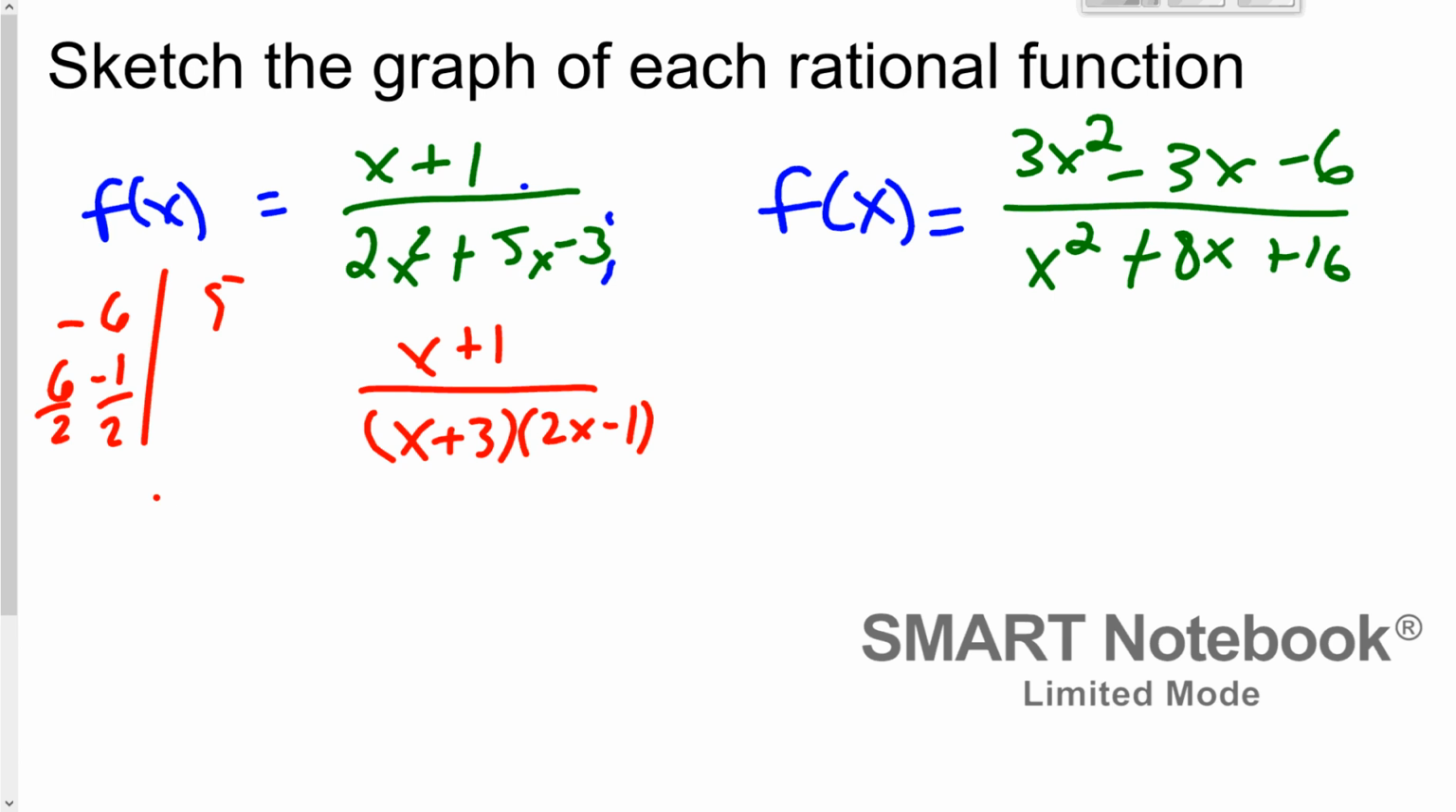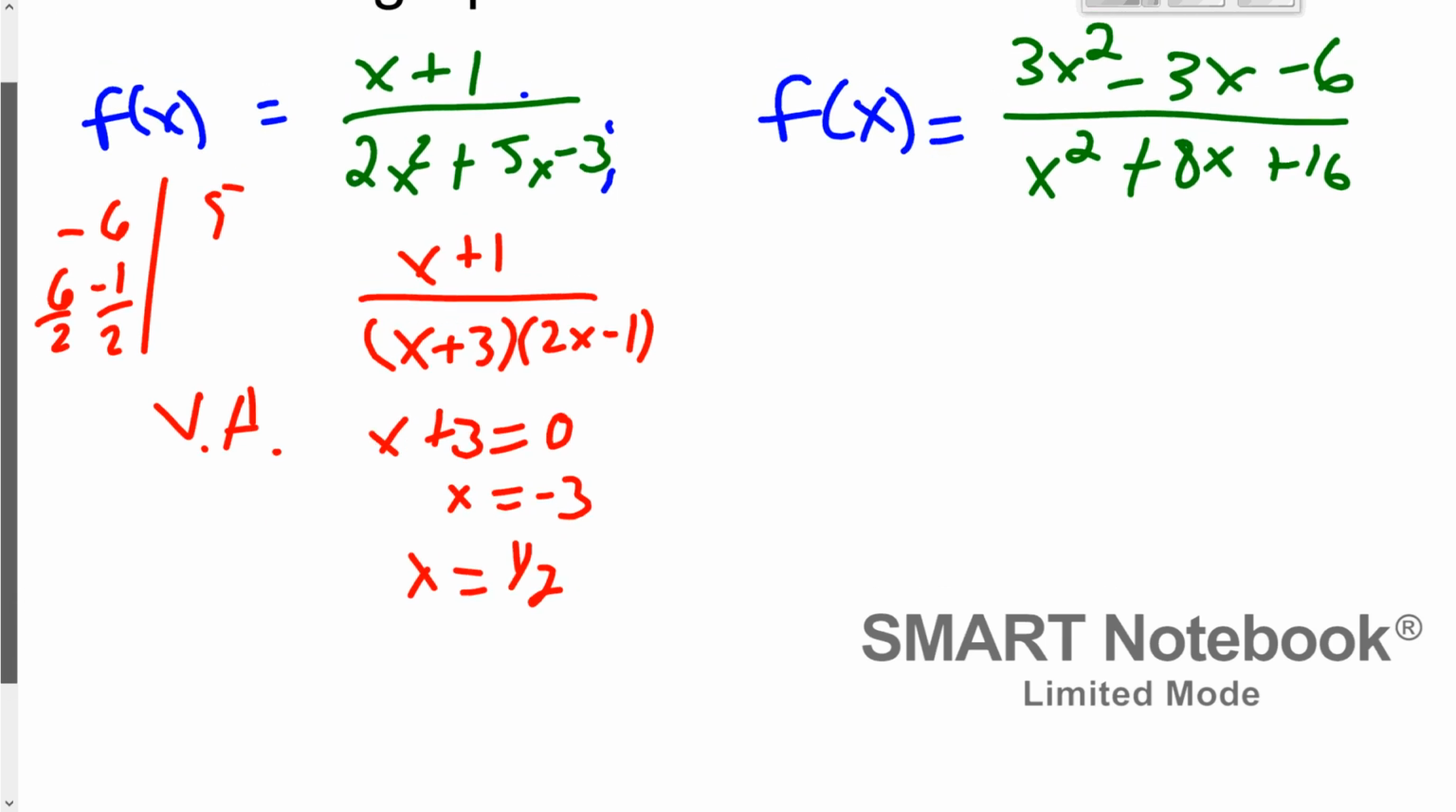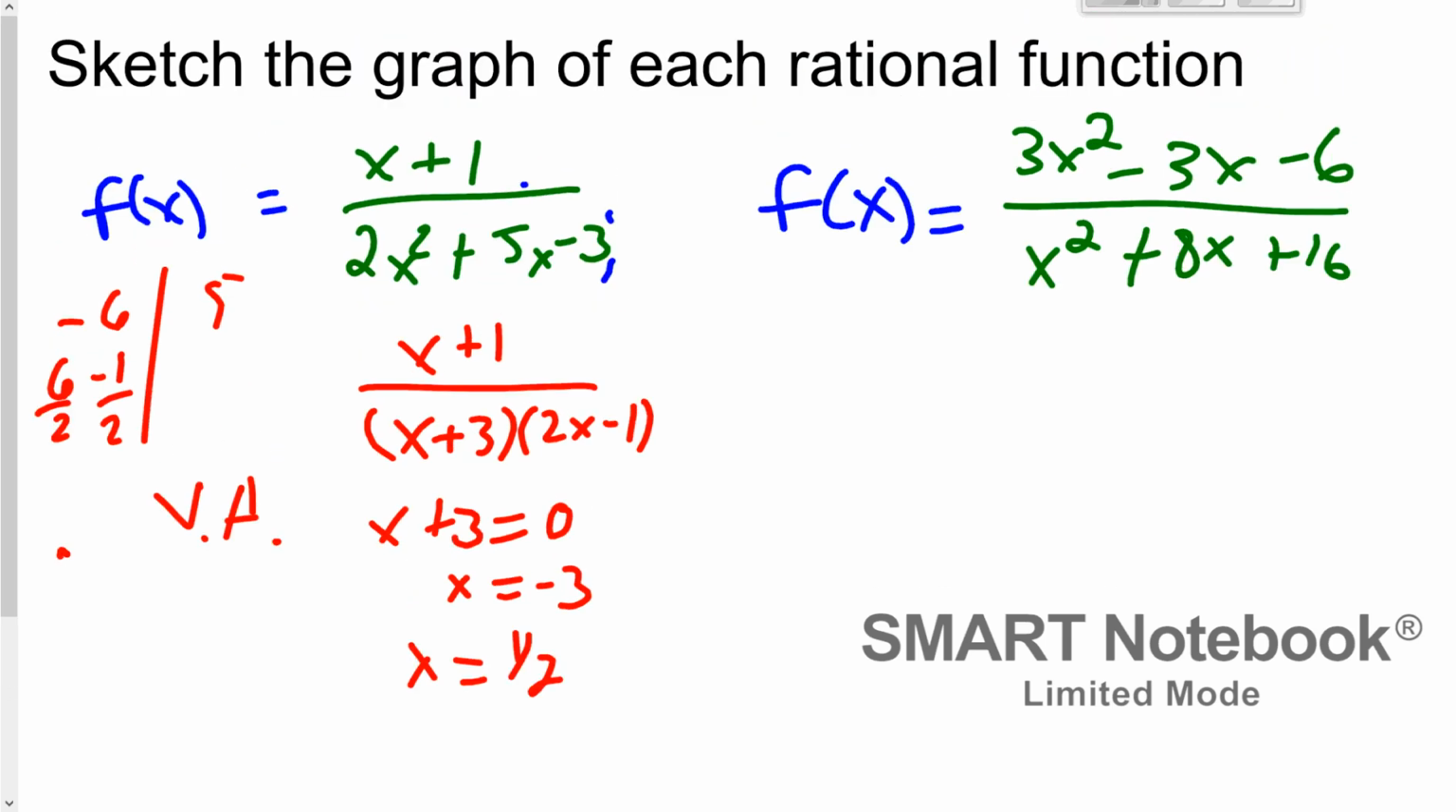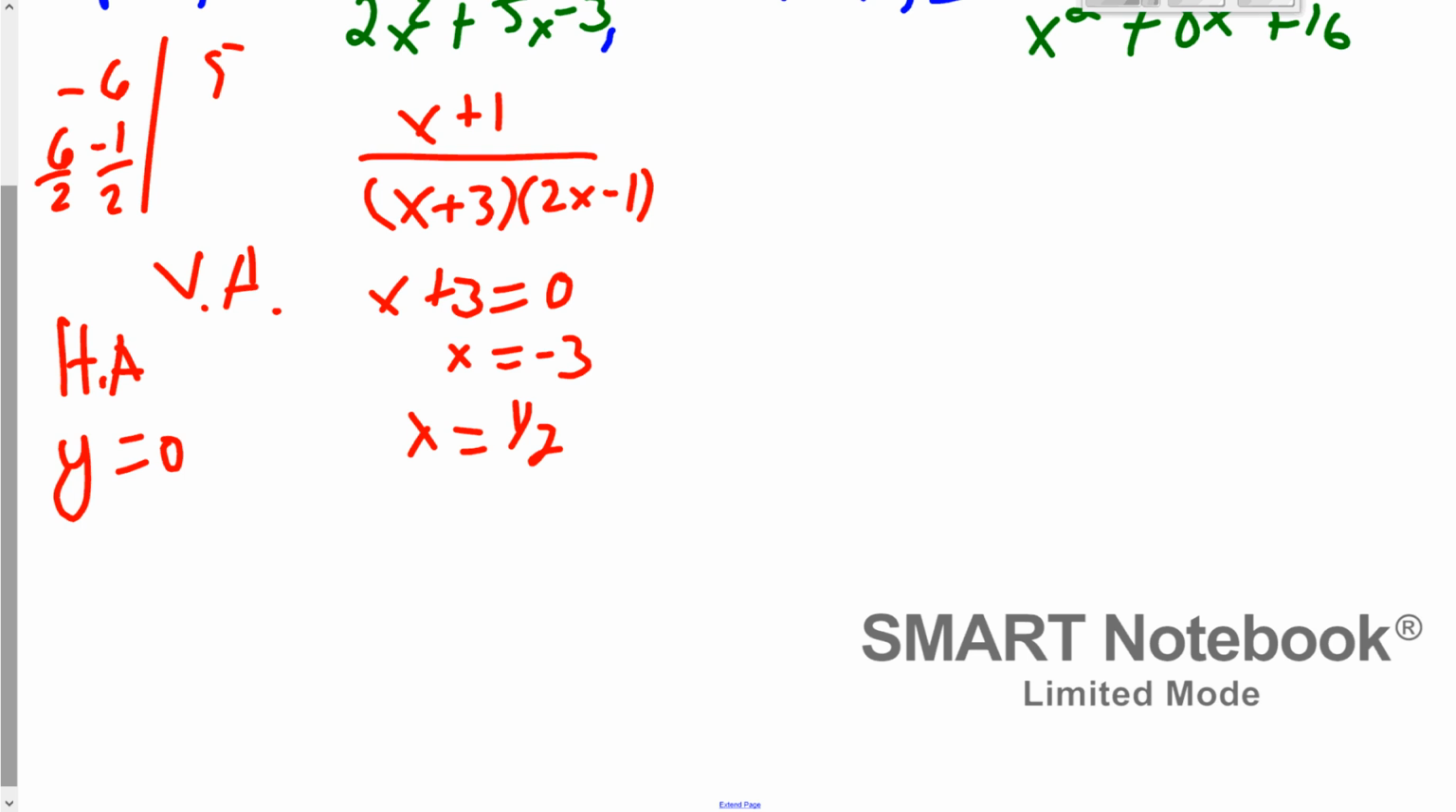So you have vertical asymptotes. So find your vertical asymptotes by setting both factors of the denominator equal to 0. So x equals negative 3, that's a vertical asymptote, and x equals positive 1/2, that is a vertical asymptote. So we're going to graph those. And then we have our horizontal asymptote. The degree of the denominator is bigger, so that's y equals 0. So we can go ahead and put this stuff together and start graphing.